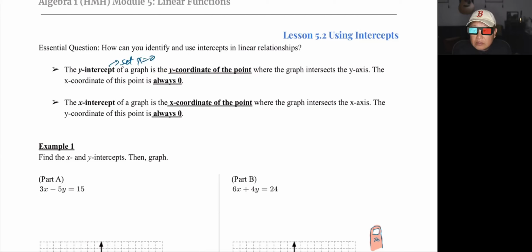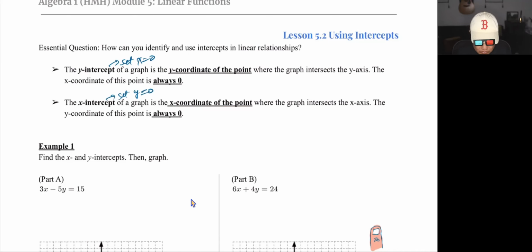Right? And the x-intercept of the graph is the x-coordinate of the point where the graph intersects the x-axis, and that's where the y-coordinate of the point is always 0. So in shorthand, to find the x-intercept, we need to set y equal to 0. Okay? So that's what we can do.